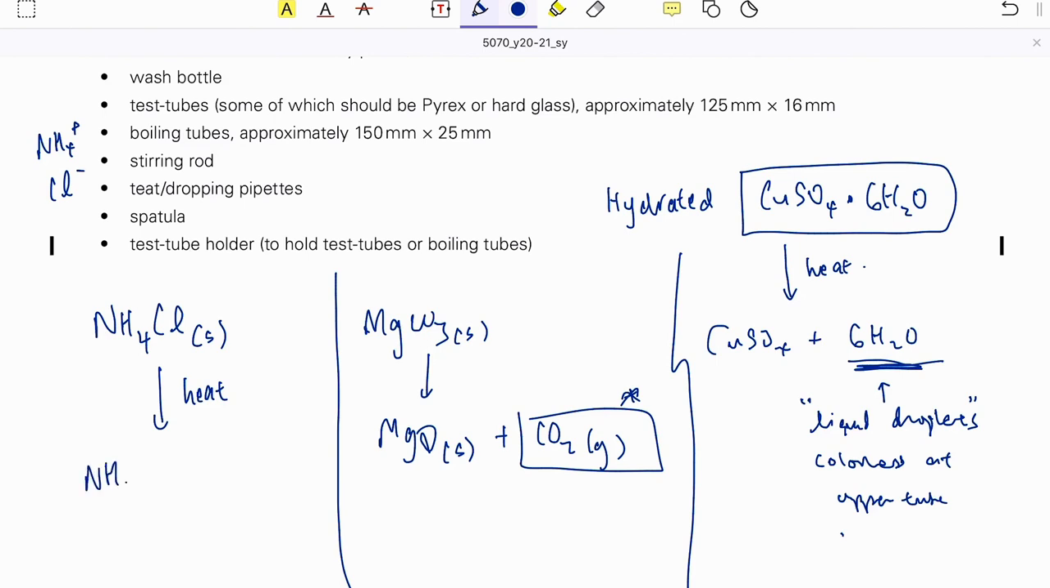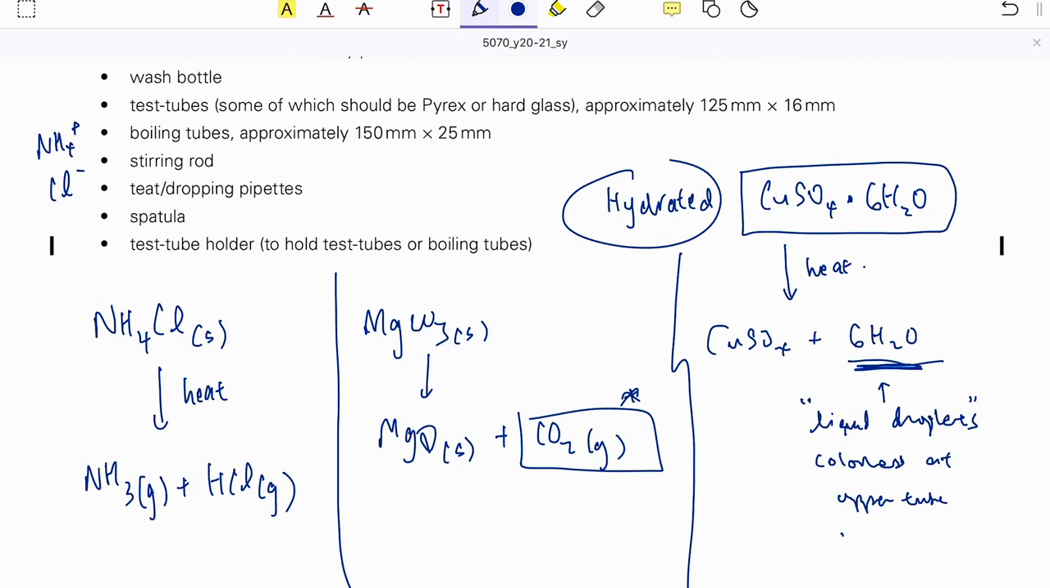They are going to give you NH3 gas and HCl gas. Why not hydrochloric acid? Because where is your water? Where does your water come from? There's no water. You started from a solid. It has no water in it. It is not hydrated. So your NH4Cl there is a solid.